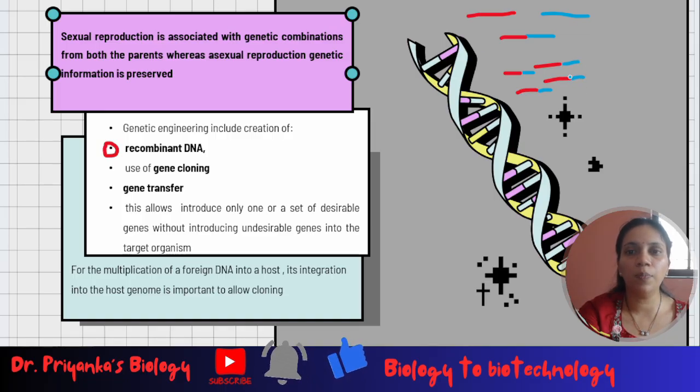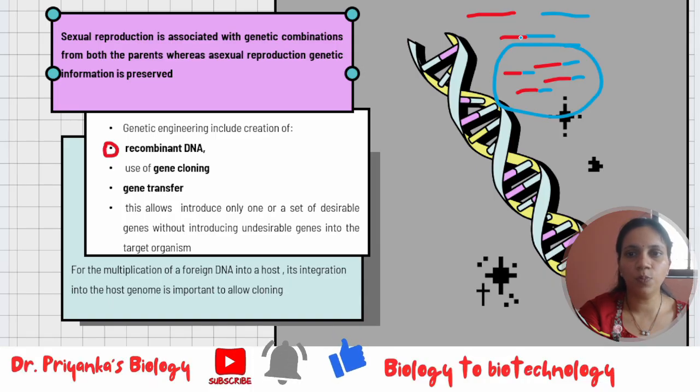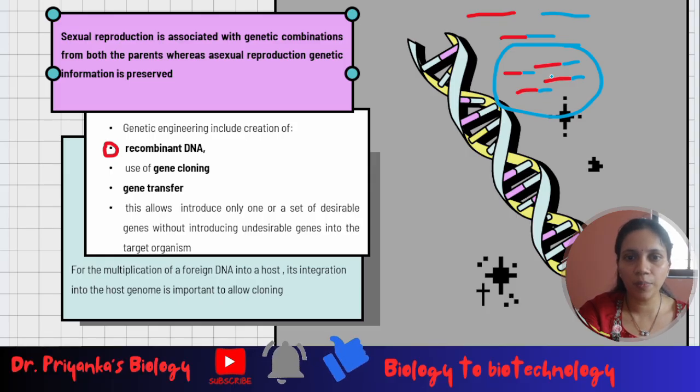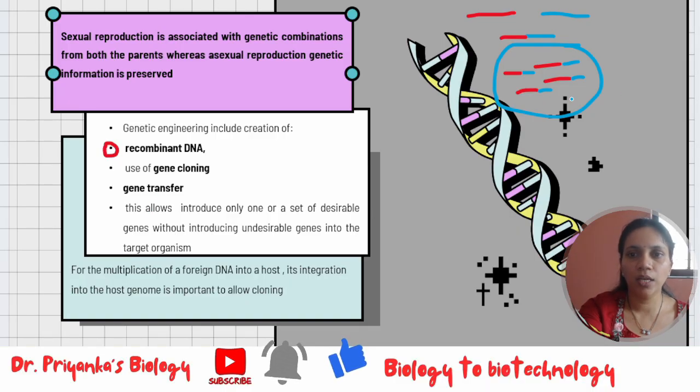So here what will happen? This particular thing, the recombinant DNA, has multiplied, that is, an increase in the number of copies. It has caused cloning. Identical copies have been produced. So this is called gene cloning. And the next part is gene transfer, which is when we introduce these genes into some host organism.